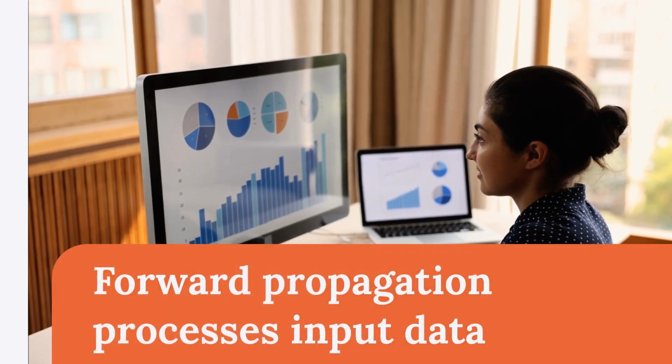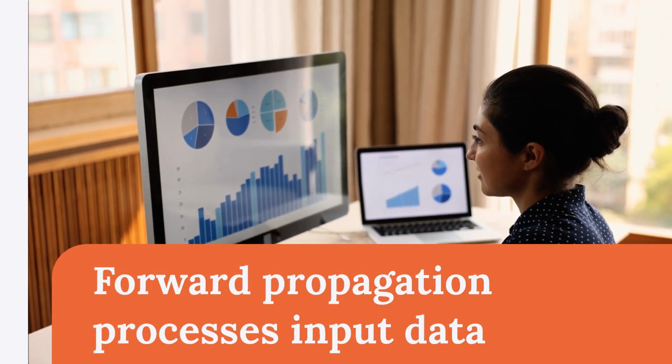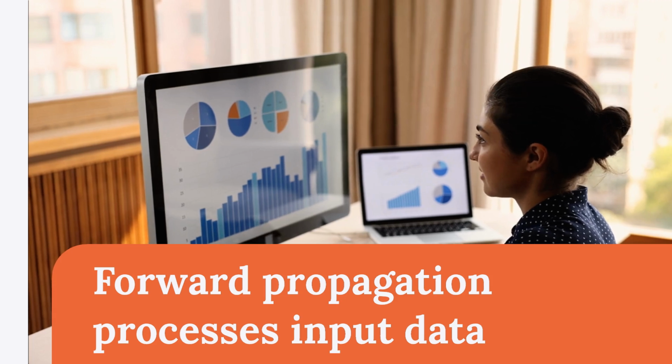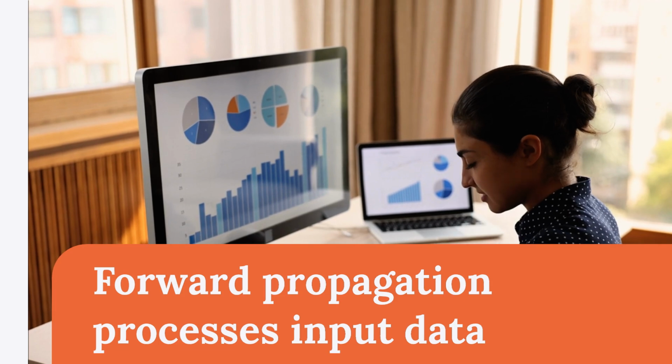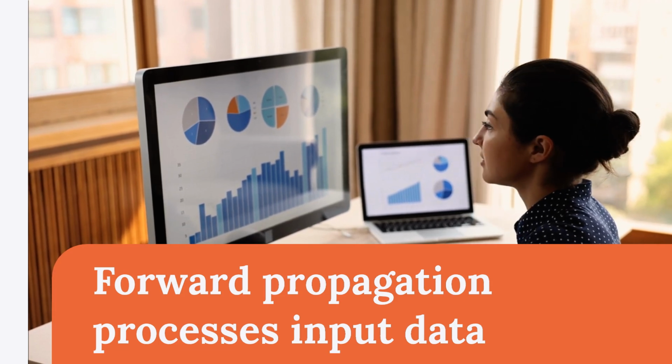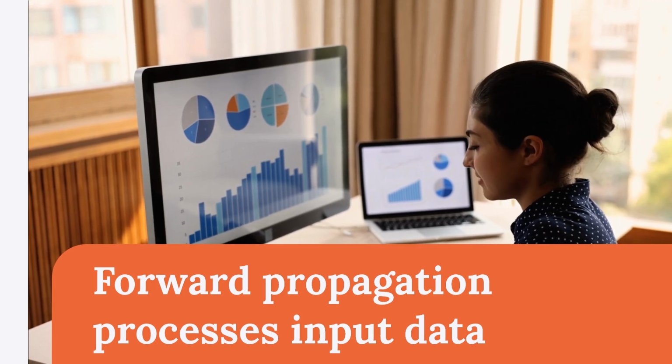Forward propagation involves passing input data through the network. Each layer processes data to produce an output. The output layer provides the network's final prediction. This prediction is compared to the correct answer using a loss function. The loss function measures how far the prediction is from the desired goal.